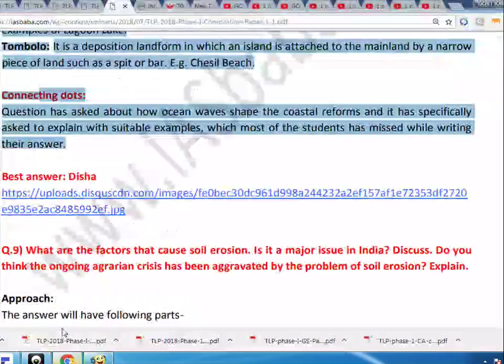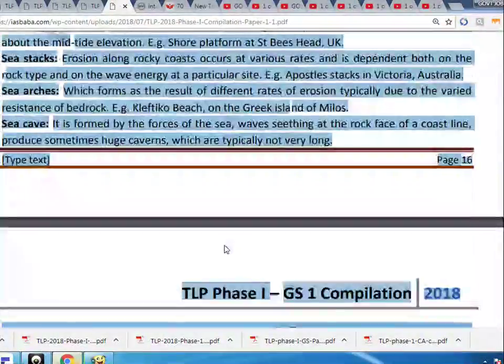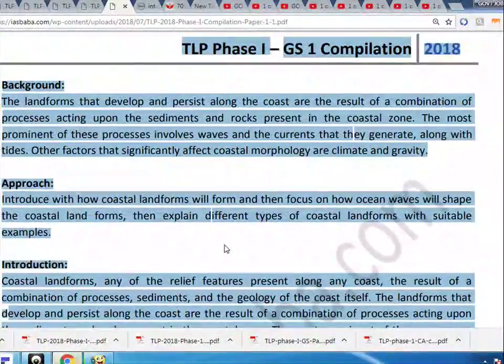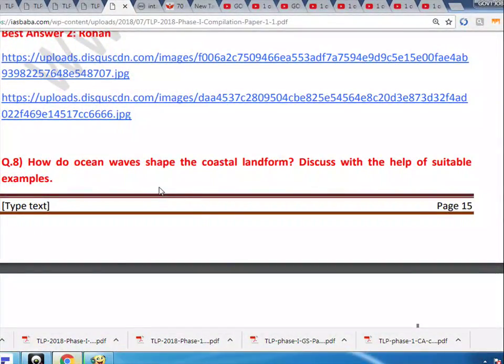Q.8 How do ocean waves shape the coastal landform? Discuss with the help of suitable examples. TLP Phase I, GS1 Compilation 2018, Page 16. Background.